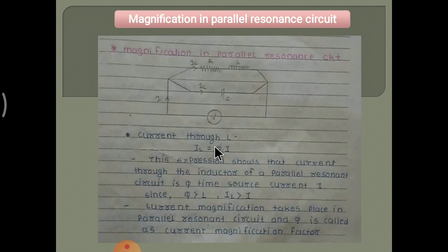First, the current through L, the current through the inductor branch. What is IL? IL is equal to Q into I, the quality factor Q times the total current I. This expression shows that the current through the inductor of a parallel resonant circuit is Q times the source current I.